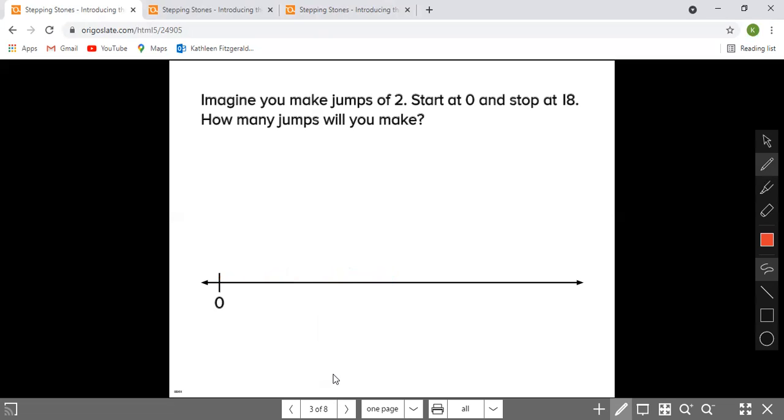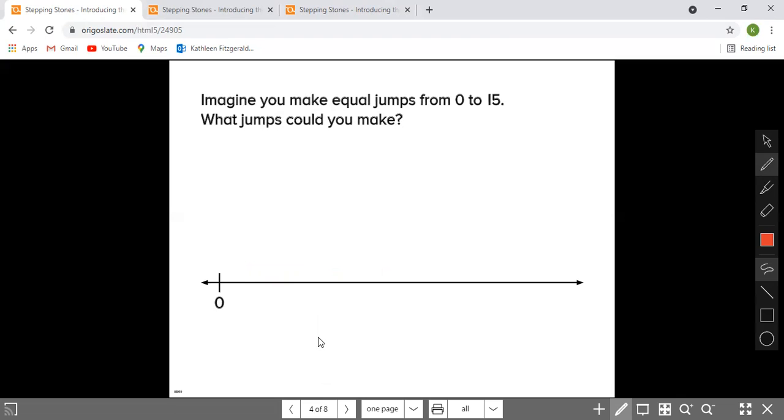Now we're making jumps of 2 from 0 to 18. 2, 4, 6, 8, 10, 12, 14, 16, 18. And we've got 1, 2, 3, 4, 5, 6, 7, 8, 9. Okay, 18 divided by 2 equals 9.